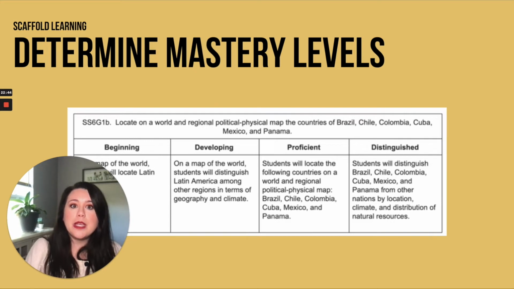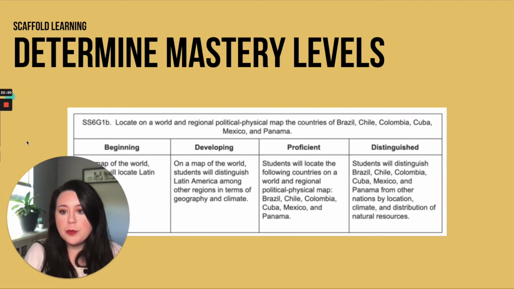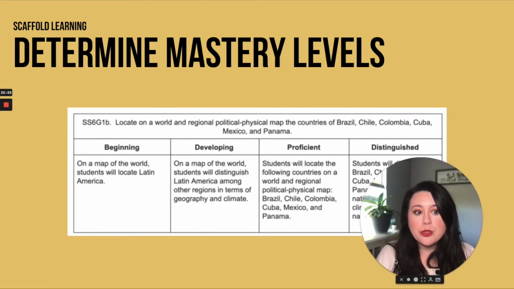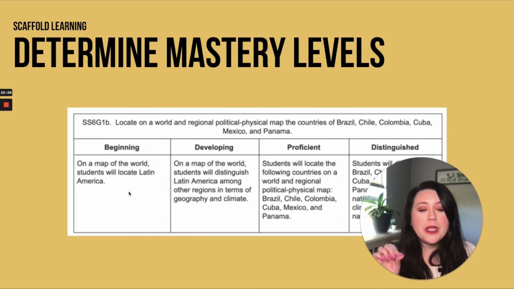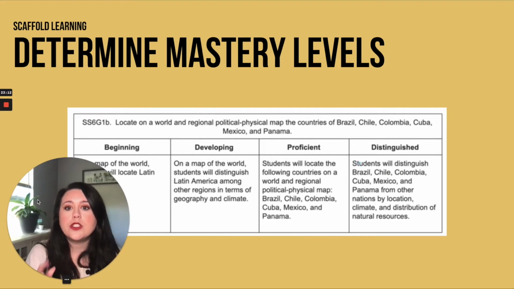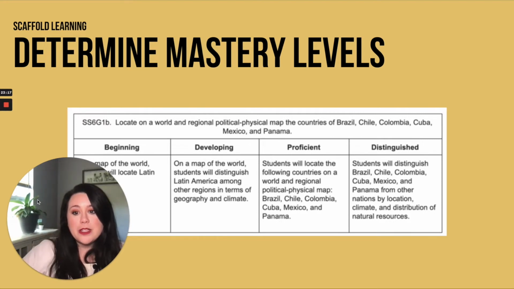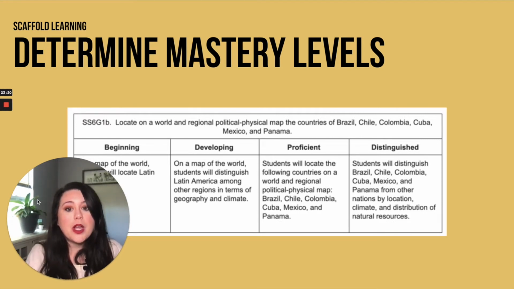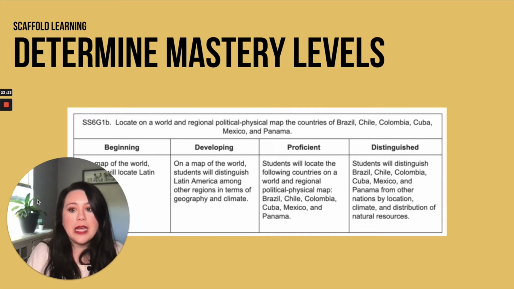The student who is a beginning learner for this particular standard should be able to, let me move my face, should be able to locate Latin America on a world map. So a beginning level student probably will not be able to locate Chile on a world map, but they will be able to locate Latin America. So a beginning student for this standard should be able to locate Latin America on a world map. The developing student should be able to distinguish Latin America among other regions in terms of geography and climate.